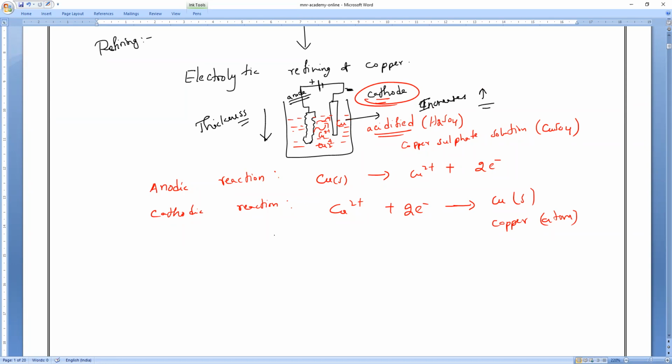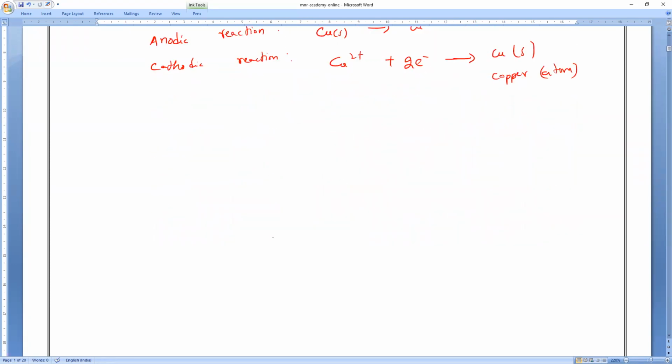Then we move to extraction of metals in the middle of the activity series. What are two examples? Zinc and iron. This is a very tough process, and many steps are involved.